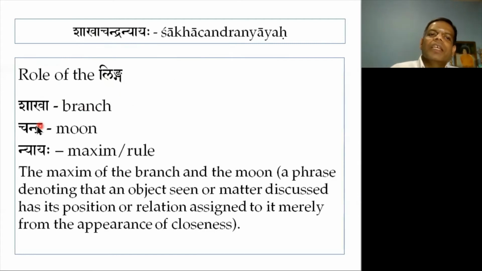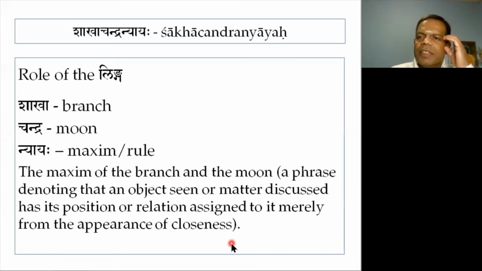Shaka means, we already looked at some of the sections earlier, that one of the shakas of Krishna Yajurveda is Taittiriya. So shaka is a branch. Chandra means moon. Nyaya, so the branch, moon, maxim. I will just read it out and then explain. The maxim of the branch and the moon, a phrase denoting that an object seen or matter discussed has its position or relation assigned to it merely from the appearance of closeness.